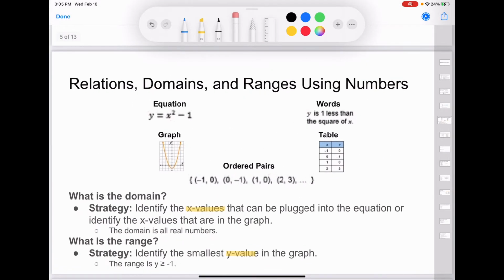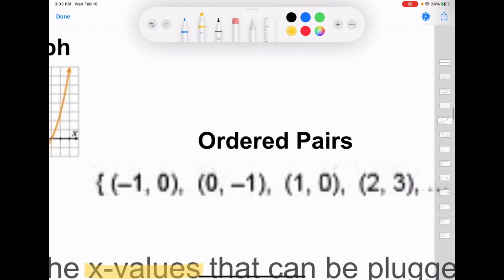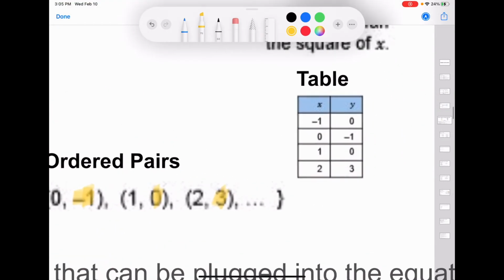If we wanted to look for the range, we would look at the y values. We look at the y of each of the ordered pairs, and we would look at the y side of the table.